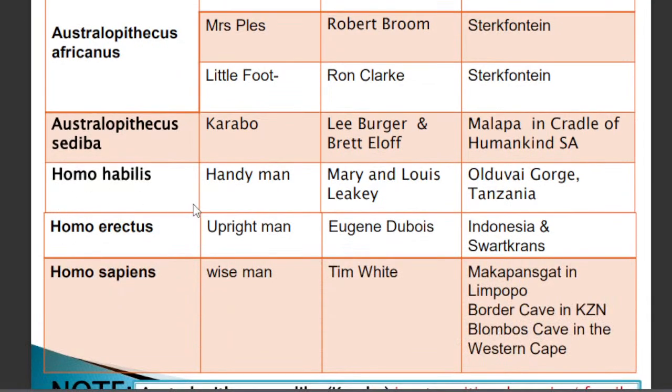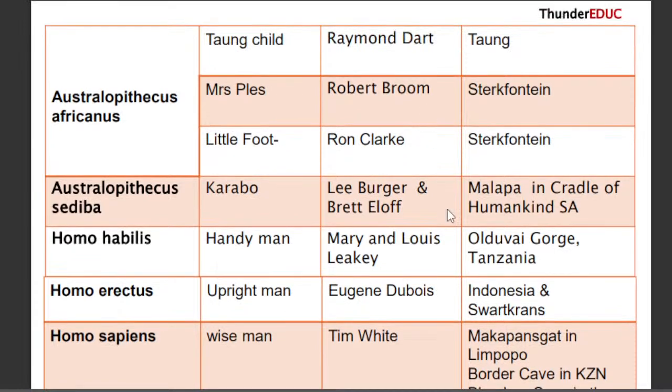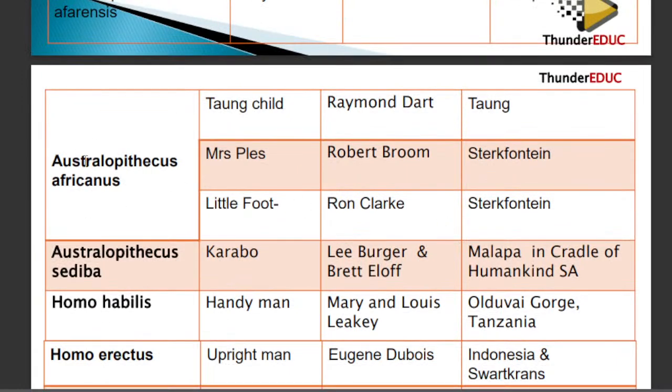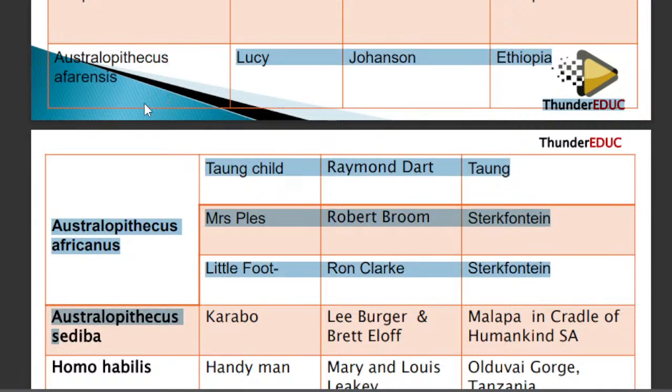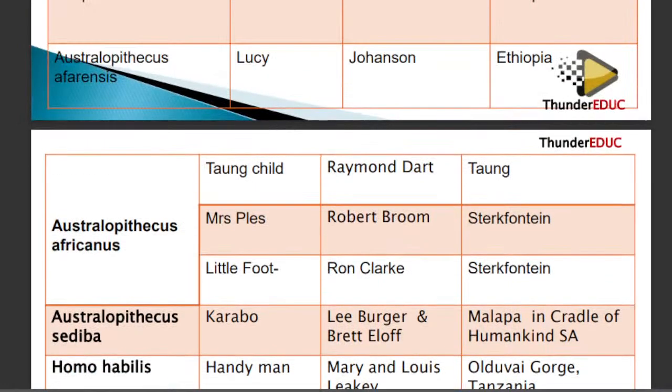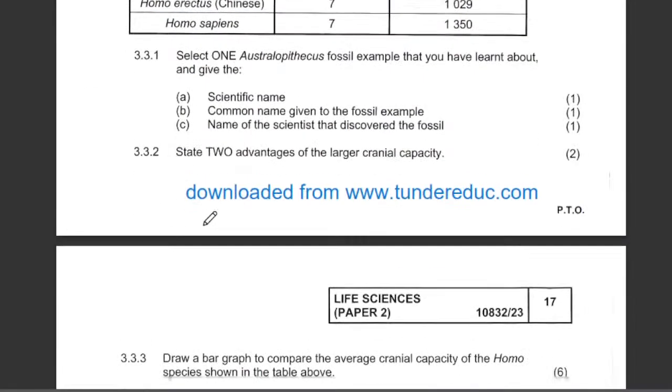Then all this, you can choose whatever you want to choose, and then just tell us the Australopithecus, what it is, and who discovered it. So you choose any of these Australopithecus from here up to there. So you choose any. Yes. And I was emphasizing how you memorize that.